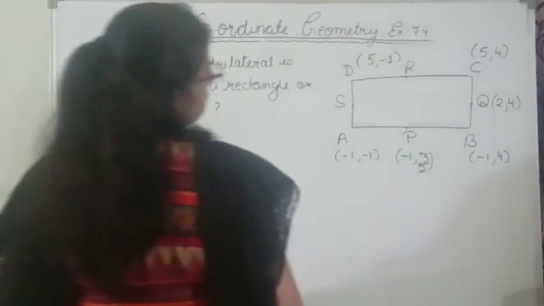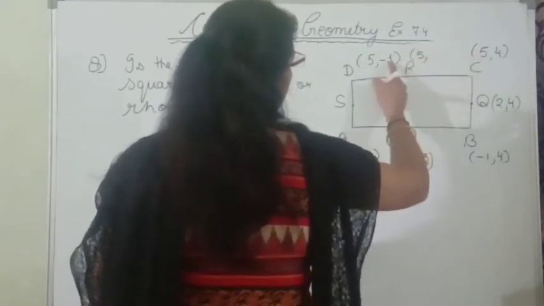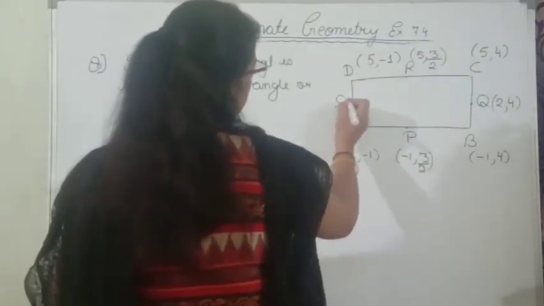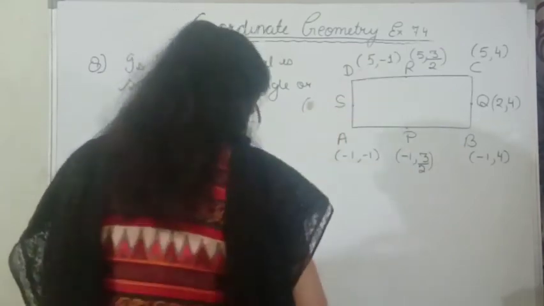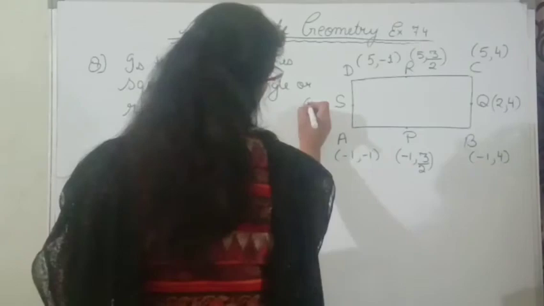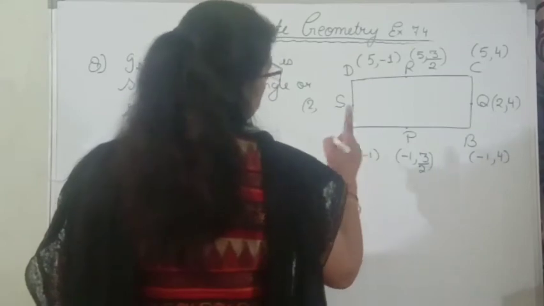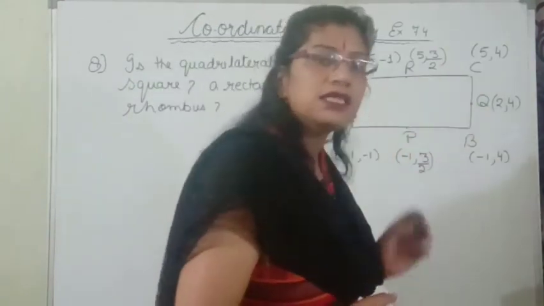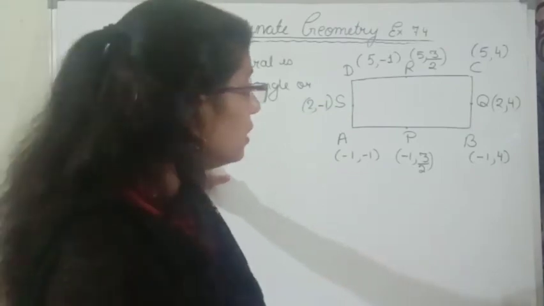Then for this coordinate, 5 plus 5 is 10, so 10 upon 2 is 5, and -1 plus 4 upon 2, 3 upon 2, we got. And for the third coordinate, the x coordinate is 5 plus -1, which is 4, and 4 upon 2 is 2. And the y coordinate will be -1 plus -1, -2 upon 2, that means -1. So we got the coordinates of P, Q, R, S as we are given that these are the midpoints. So we have to show here also how we found the coordinates.